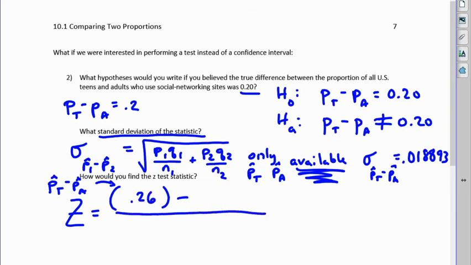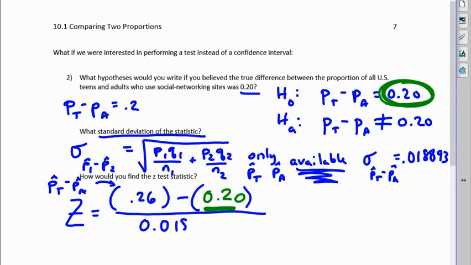And then we're going to subtract here the population value, which you can always find right here in your null hypothesis. That number is going to go right here. And then we wish we had population values, but we don't, so we're going to just use our standard error, but that's our best guess at that. And so I get 3.176. Looks like a lot of evidence there. And so then you could get your p-value.